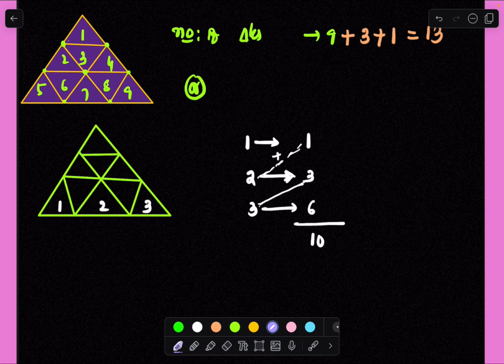Not only 10 triangles. From downward we can cancel this one. We can't count this one; we need to count this one. We need to cancel this one alternately. So 3 more triangles we'll get extra here. Total number of triangles how much?